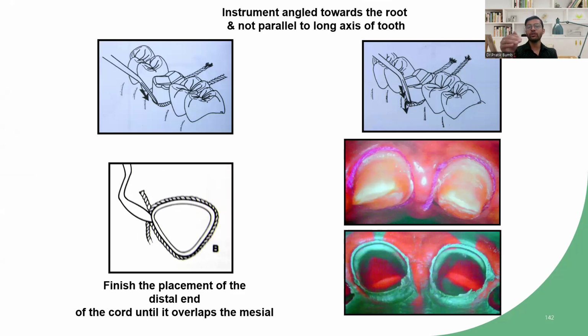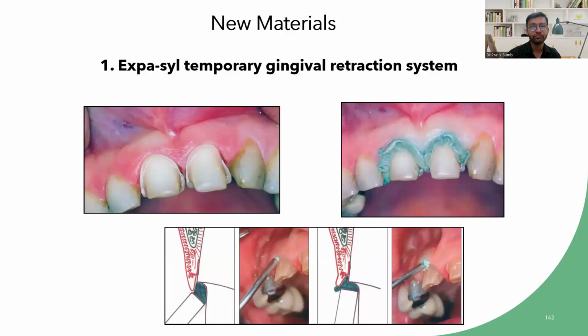So you have to finish the placement until the distal end of the cord overlaps. Once it overlaps, you have room for picking it up with the tweezer, then remove it and place your impression material. There are new materials available in the market. Expasil is a very good material. I personally use it. Expasil is a temporary gingival retraction system.